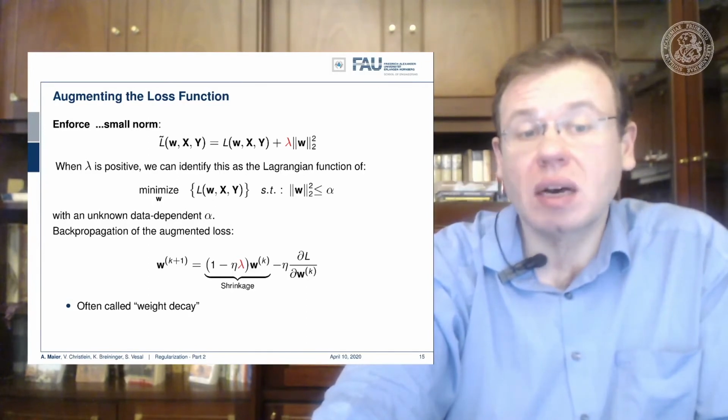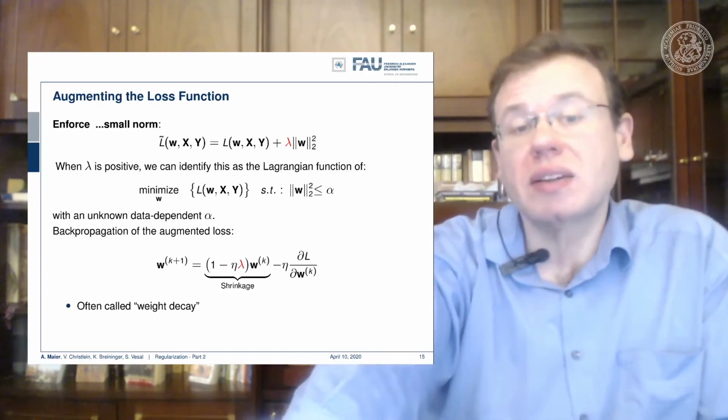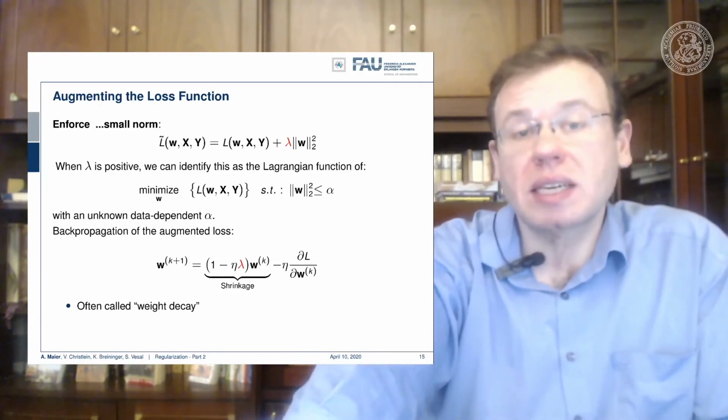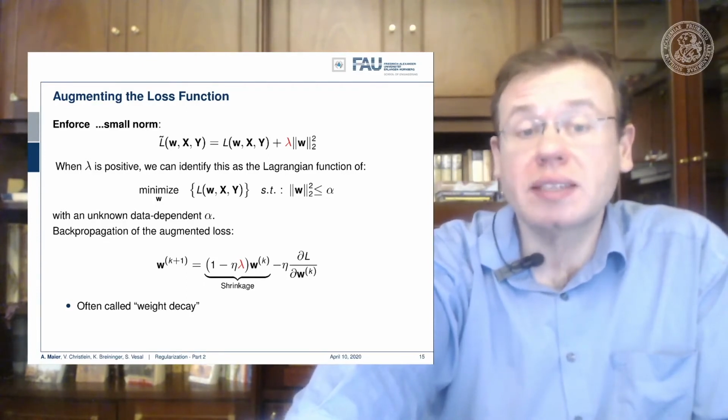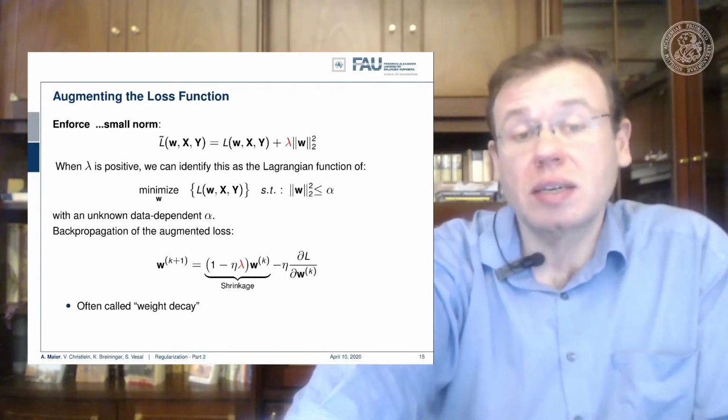So the nice thing is now that we can simply compute the backpropagation as we used to do it, and then in addition use the shrinkage in the weight update. So we also get very simple weight updates that allow us to involve those regularizers. If we choose different regularizers, the shrinkage functions change.